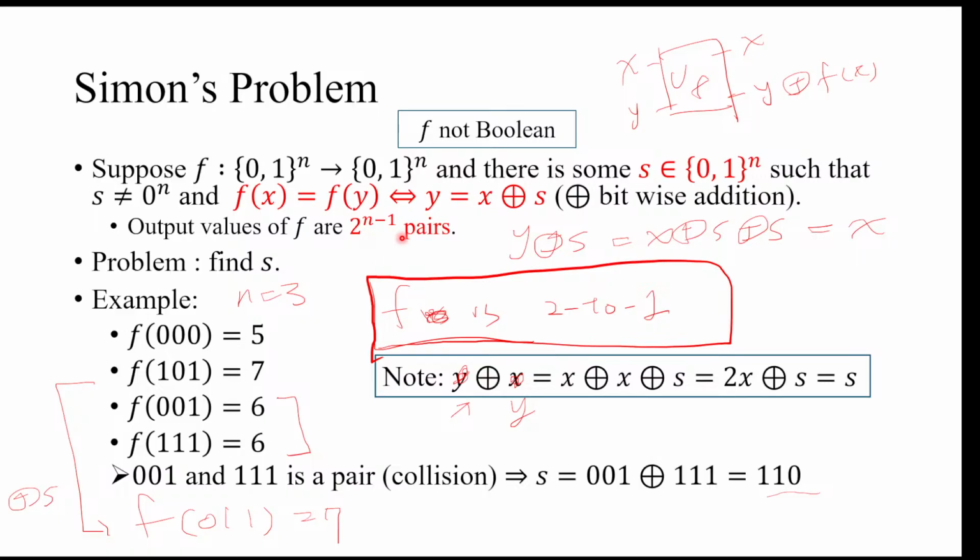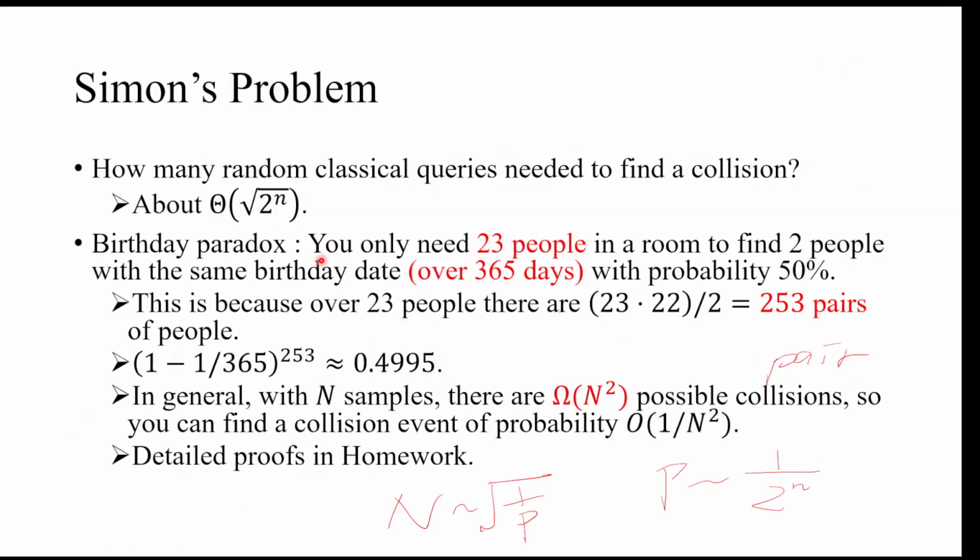If you have just two inputs here, then the probability of a collision is basically 1 over 2 to the n. But when you have a lot of them, you only need about the square root of 2 to the n of them to find a collision. This comes from the so-called birthday paradox.